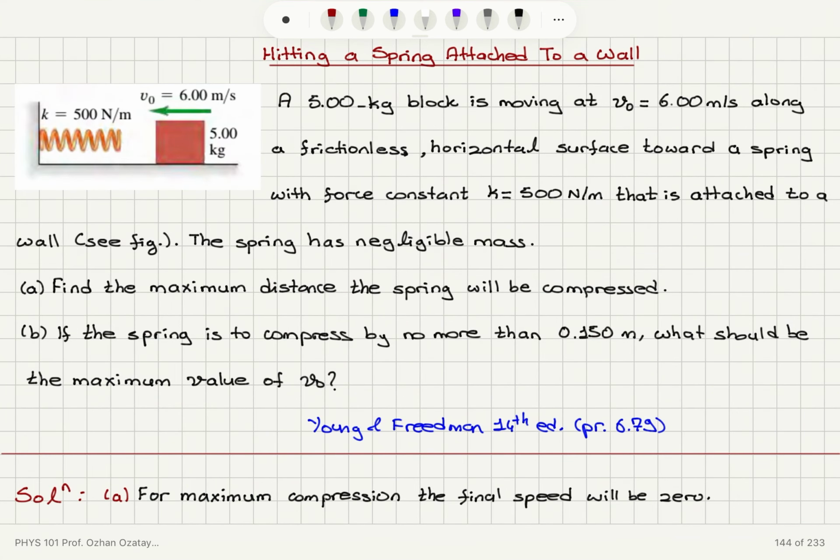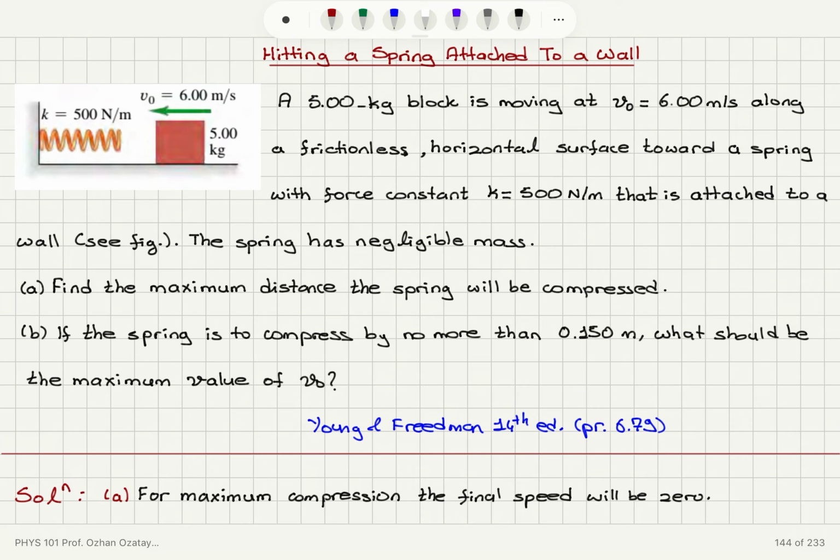Okay, so we have a block, 5 kilogram block, that is moving towards a relaxed spring. With an initial speed 6 meters per second, it hits the spring. There is no friction on the surface. We want to know the maximum compression of the spring, and if the maximum compression is 0.15 meters, what should be the value of V0? So once again, when the block hits the spring, it's going to start slowing down. Why? Because there will be a spring restoring force acting in the opposite direction, trying to stop the block.